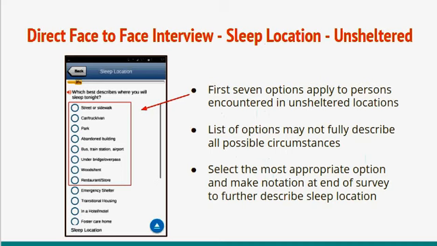The first 7 pick list options apply to persons encountered in what are commonly referred to as unsheltered locations. The list of options is intended to be comprehensive, however, it may not fully describe all possible circumstances where people are sleeping unsheltered. Select the most appropriate option and make notation at the end of the survey to further describe any unsheltered sleep location that is not included in the pick list options.